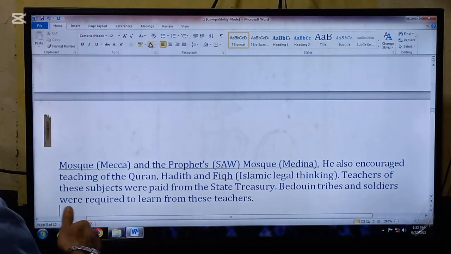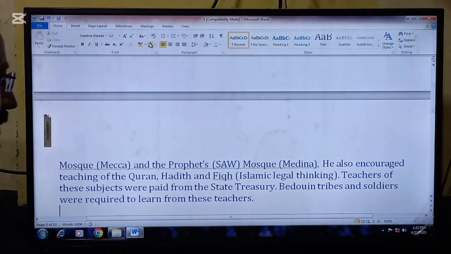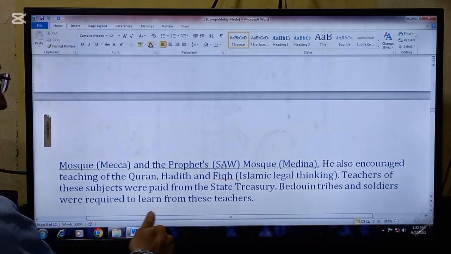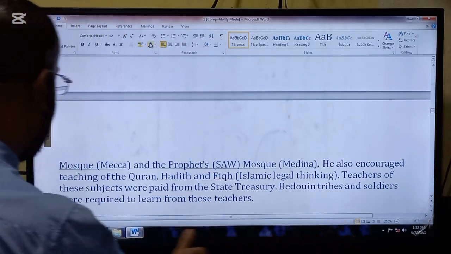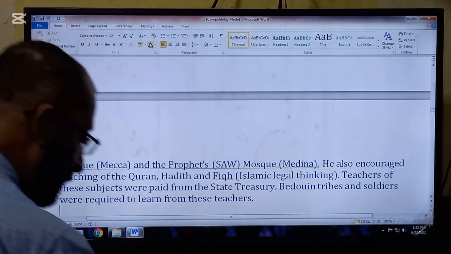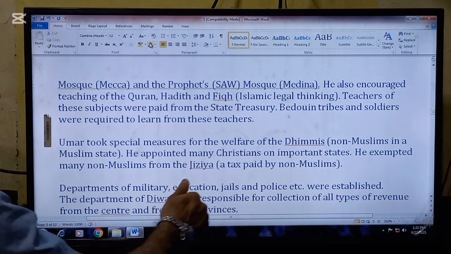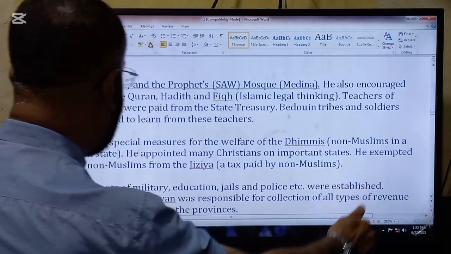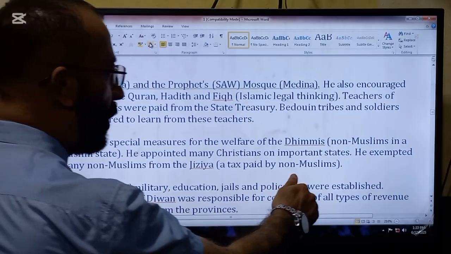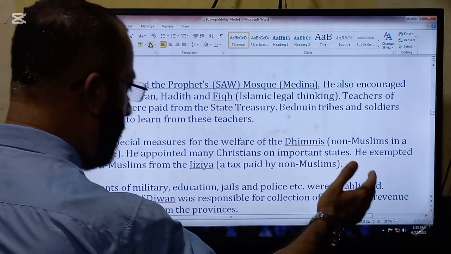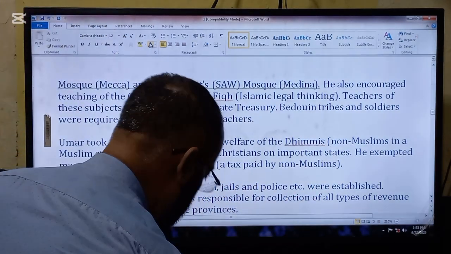He also encouraged teaching of the Quran, Hadith and Fiqh, Islamic legal thinking. Teachers of these subjects were paid from the state treasury. Bedouin tribes and soldiers were required to learn from these teachers. Umar took special measures for the welfare of the Dhimmis, non-Muslims in the Muslim state. He appointed many Christians on important posts. He exempted many non-Muslims from the jizya, a tax paid by the non-Muslims.